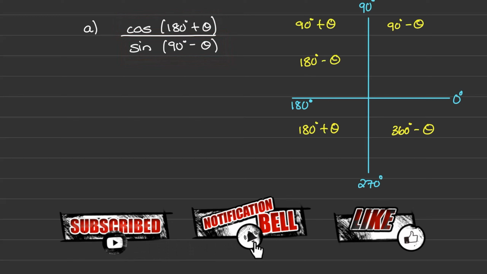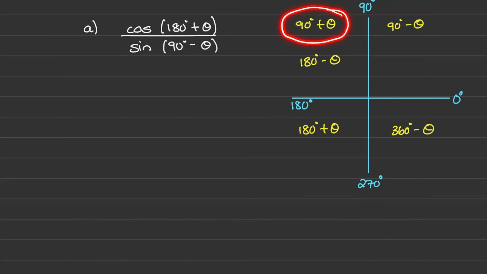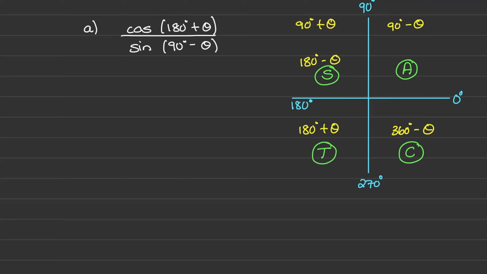In our previous videos, we learned that the first quadrant can be written as 90 minus theta. The second quadrant is represented by 90 plus theta and 180 degrees minus theta. The third quadrant is 180 degrees plus theta. And the fourth quadrant is 360 degrees minus theta. We also know that all the trig ratios are positive in the first quadrant, that only sine is positive in the second quadrant, that tan is positive in the third quadrant, and only cosine is positive in the fourth quadrant.